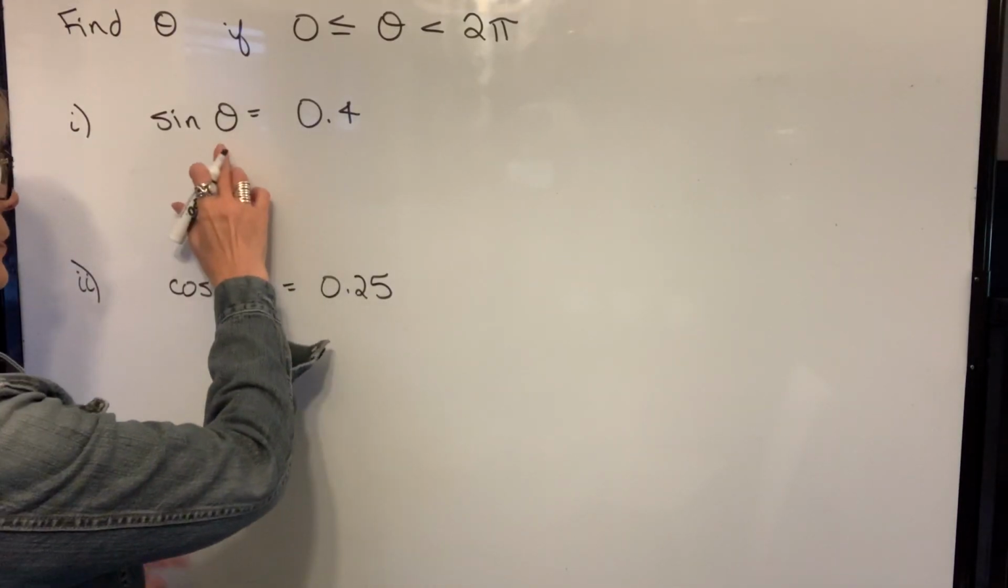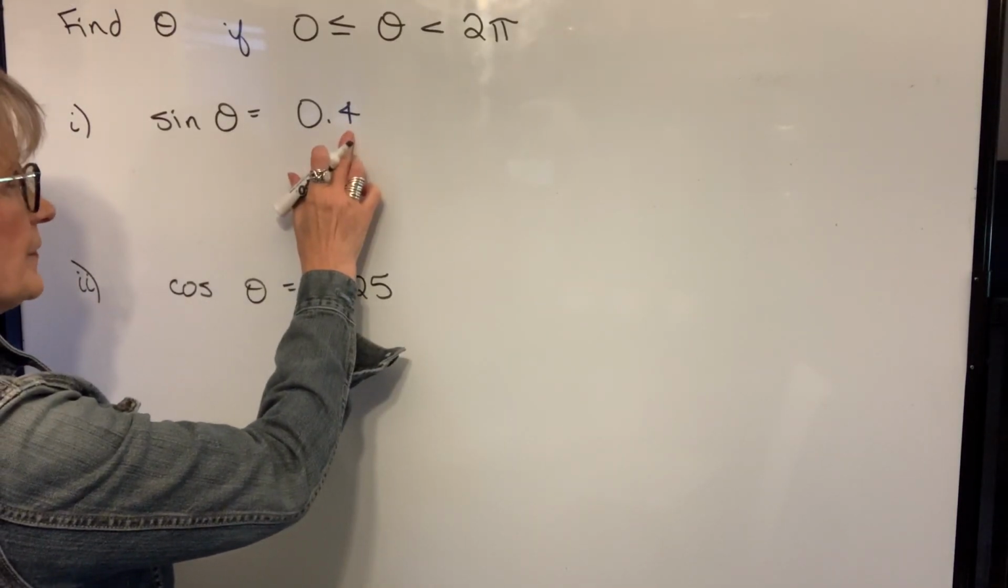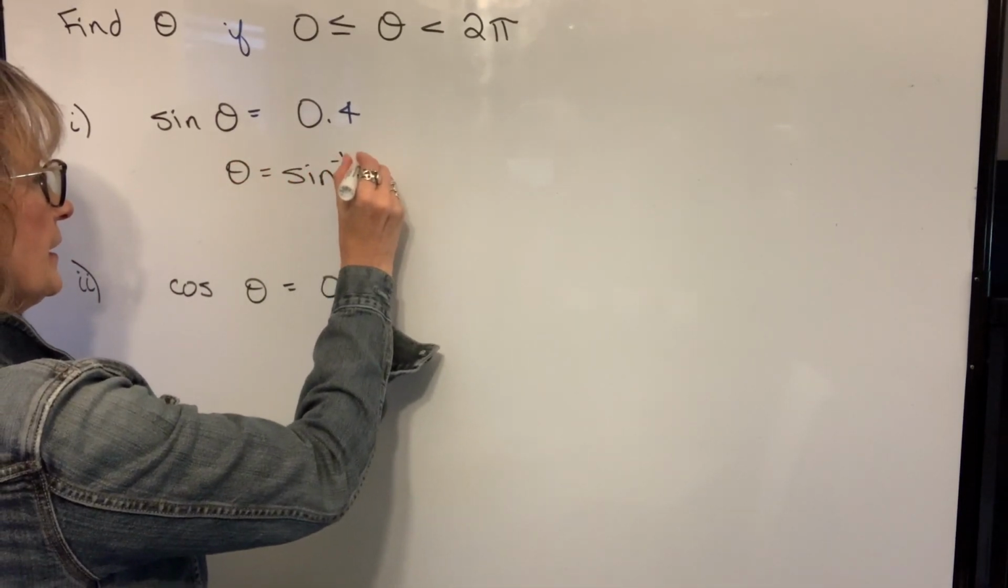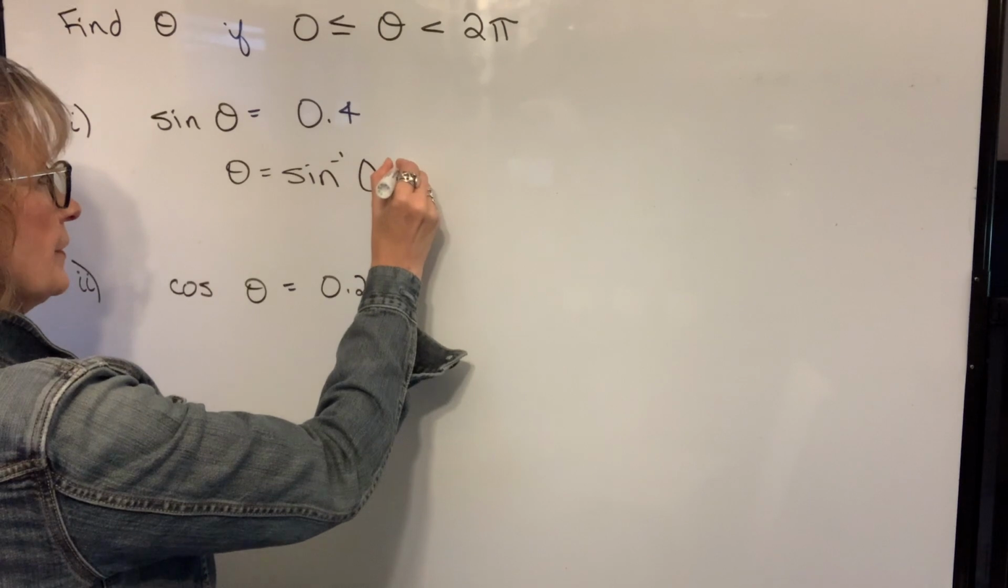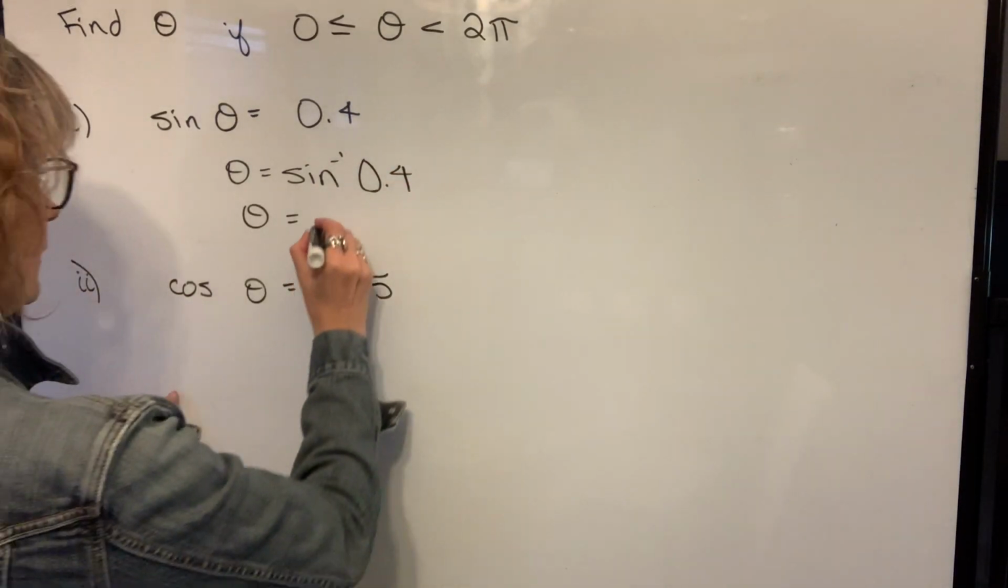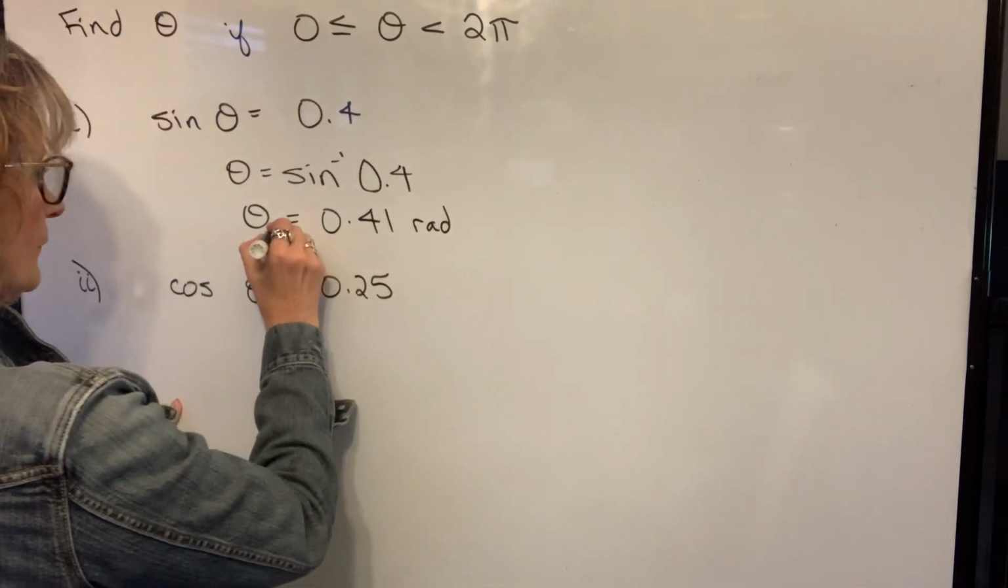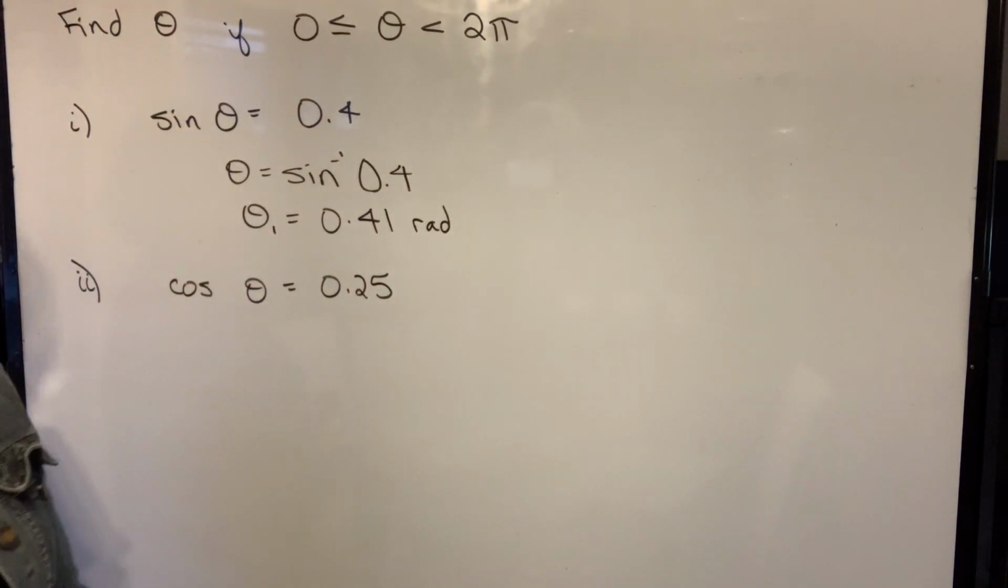Our first example, sine of theta equals 0.4. We're going to go inverse sine of 0.4 to get an angle of 0.41 radians. So that's our first answer.